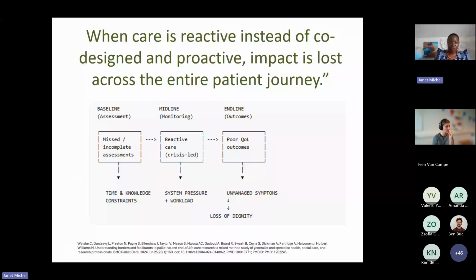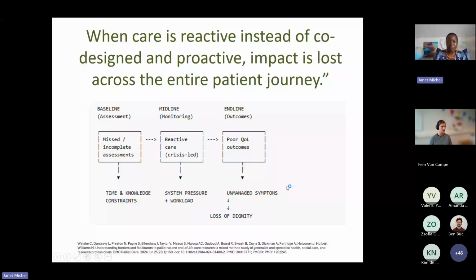So for example, if baseline measurements are not done, people are very busy and there are time constraints, then another person comes, you don't know, how was the patient before? There's no data for that. And also if we have crisis-led interventions, you're putting fires out and you hardly can track what is going on. And then this leads to poor quality of life outcomes and a loss of patient dignity.